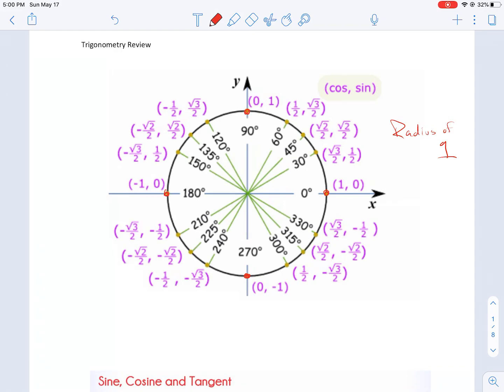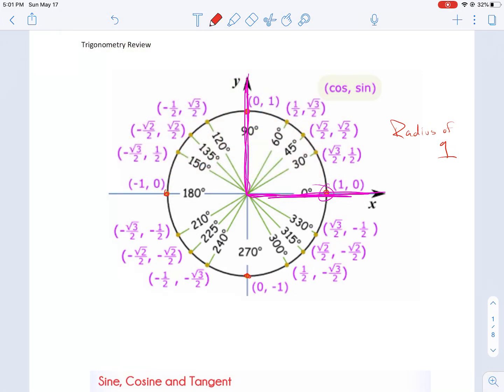All right, and so we're going to focus on this section first. Okay, so these values you want to try to memorize. All right, now these points right here along the unit circle, I think are relatively easy to find. Okay, you're just either going to the left or the right one, or up and down one. Okay, so that's where these values are coming from.